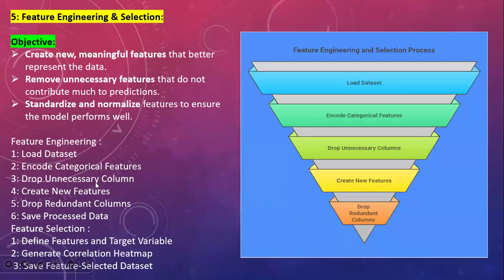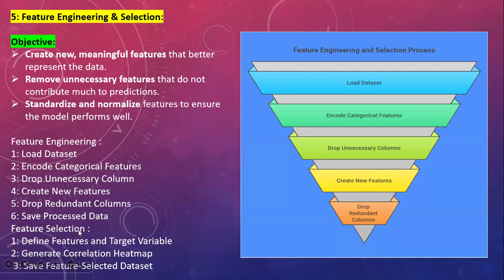Then we are going to create new features, so that will make an impact on the model. And also we need to drop some redundant columns that have collinearity values. And finally, we need to save the processed data for feature engineering.